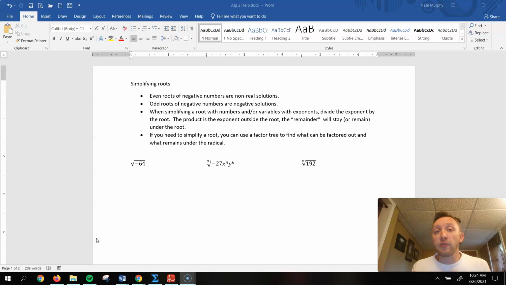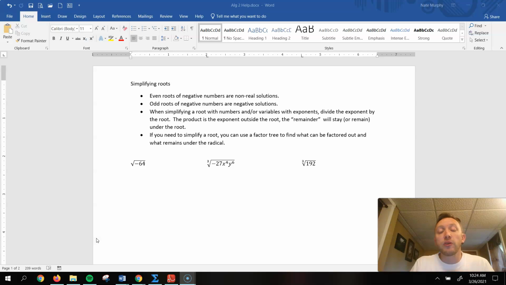Now, if you have an odd root of a negative number, that's possible. If we have the cubed root of negative 27, for example, that's possible, because negative 3 times negative 3 would be a positive 9, but positive 9 times negative 3 would be negative 27. So if you have an odd root of a negative number, your answer will always be negative.